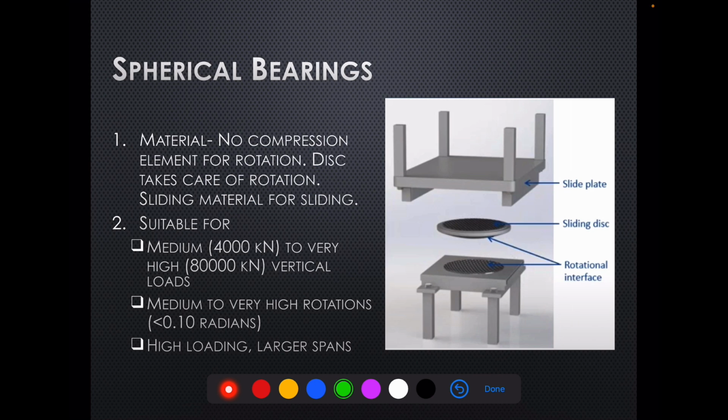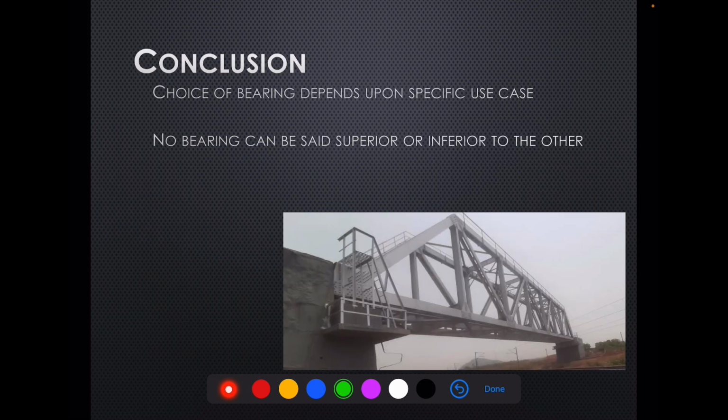If the loading is high and spans are large, then typically spherical bearings are most suitable and economical also. As a thumb rule, we can say if the span length is more than 60 meters, then spherical bearings can be most conveniently provided, although it depends upon the loading for which girders are being designed. So this was something about spherical bearings.